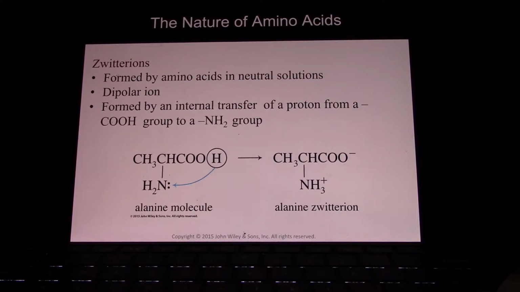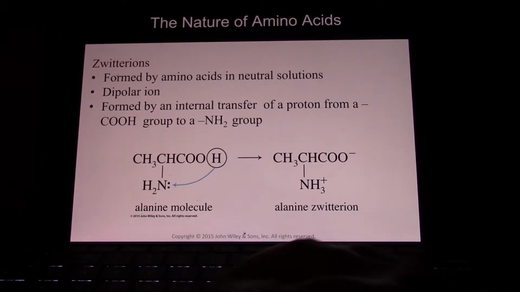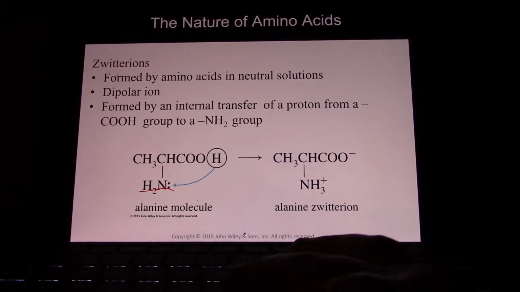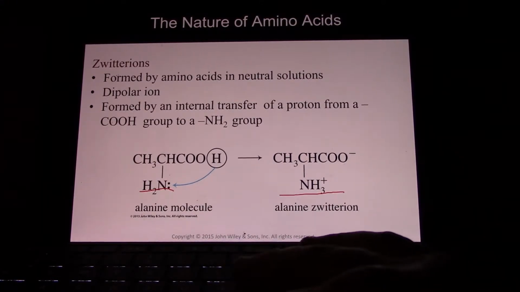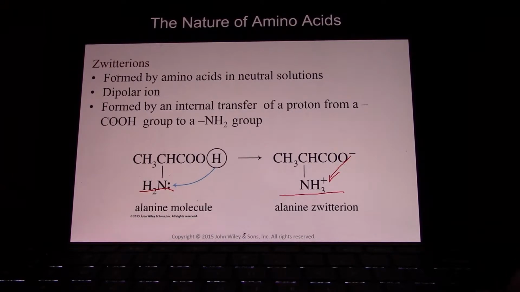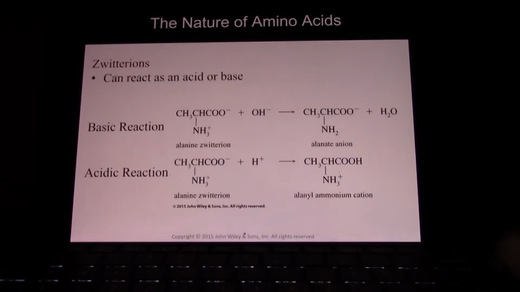Zwitterions formed by amino acids in neutral solutions. And that's a German word, Zwitterion. And basically it means there's two different charges on the same molecule. Here, the amino group grabs a proton at pH 7 and the carboxylic acid group releases a proton at pH 7, producing the zwitterion. Still neutral charge, just the proton transfer from the carboxylic acid group to the amino group to have a positive and a negative charge in the same molecule.